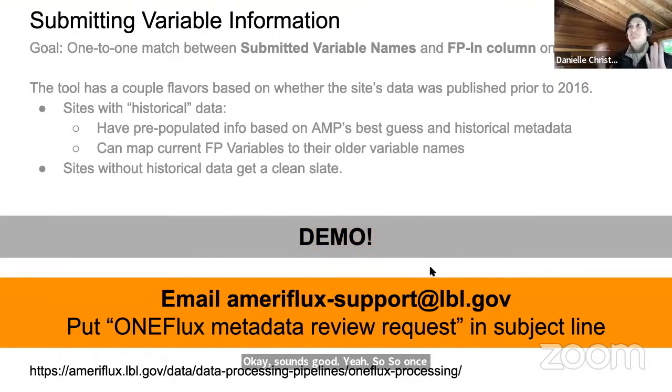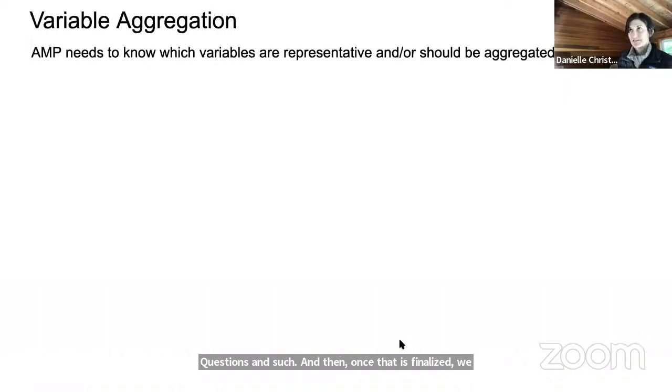So once you've entered all the information, and you think you have everything ready to go in the variable information tool, we'd like you to email us at AmeriFlux-support@lbl.gov. In the subject line, just put ONEFlux metadata review request. In the body, just say what sites you want us to review, and we'll have a look, and you will hear back from us if everything looks good or if we have some suggestions for changes, questions, and such. And then once that is finalized, we can move on to the variable aggregation piece.